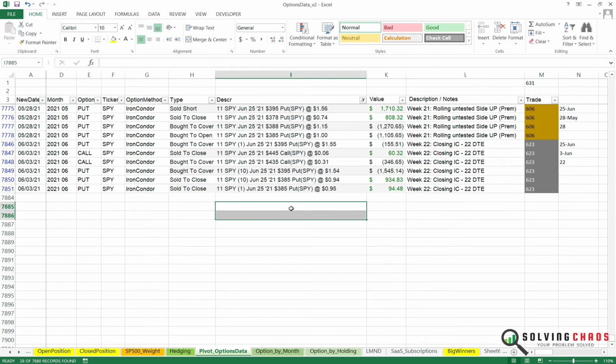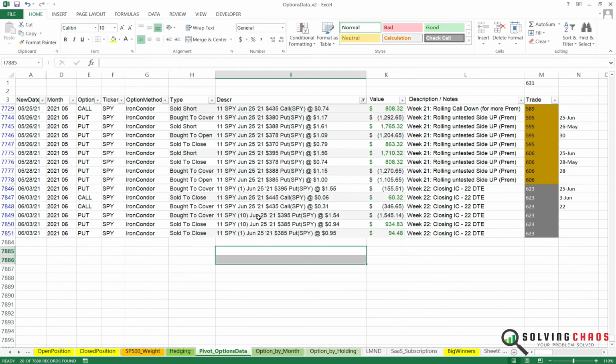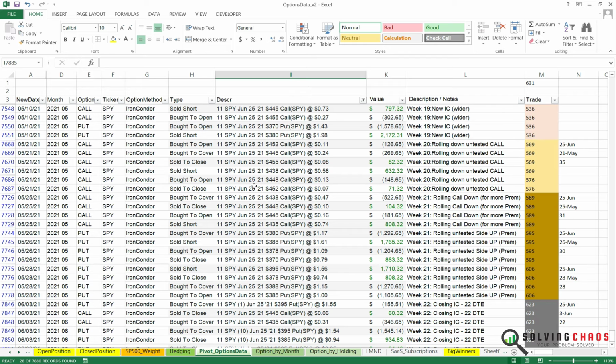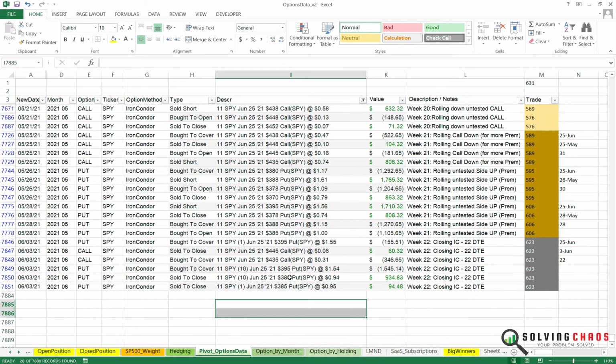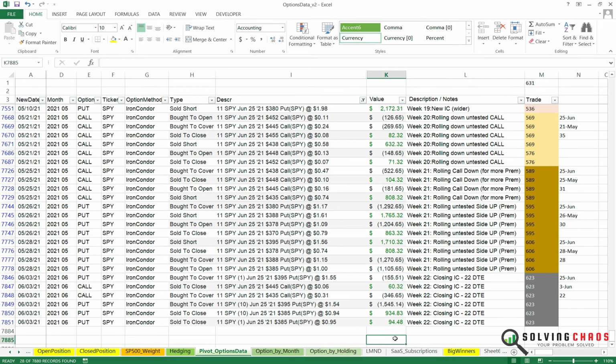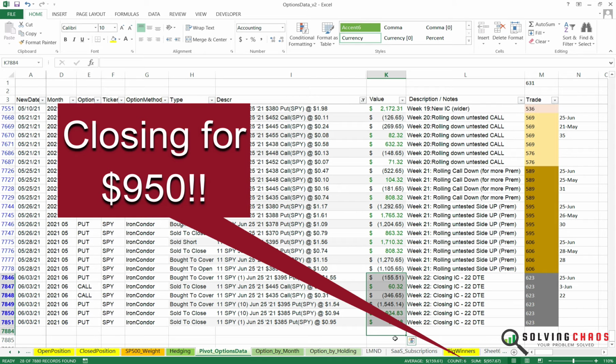What happened here is I just put in a filter. The only thing I care about is the June 25th. And if I did this right, you will see the filter only calls out the trade that I care about, so I can follow the life cycle of this trade. In my video this week, I showed you how I closed this trade for $950. And I said, how did I make money on this trade?